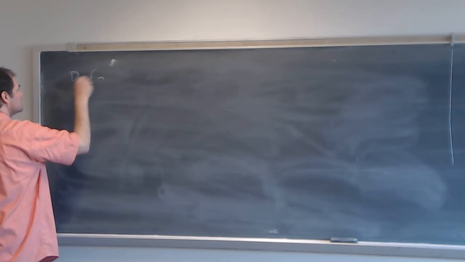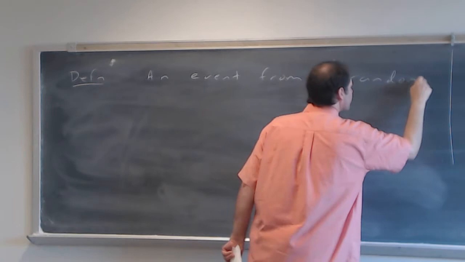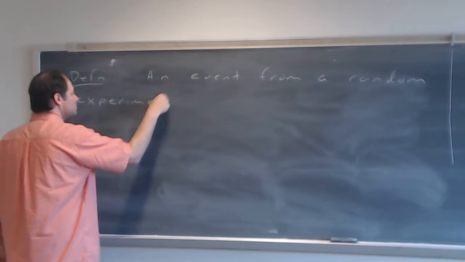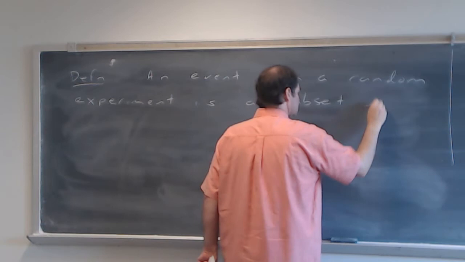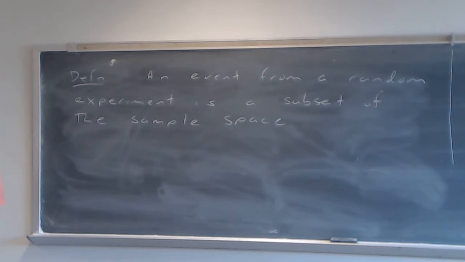Next thing I want to do is define an event. An event from a random experiment is a subset of the sample space. So any sub-collection of possible outcomes is called an event.